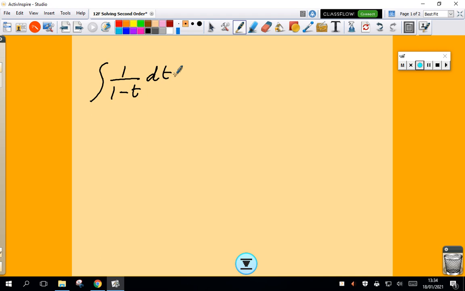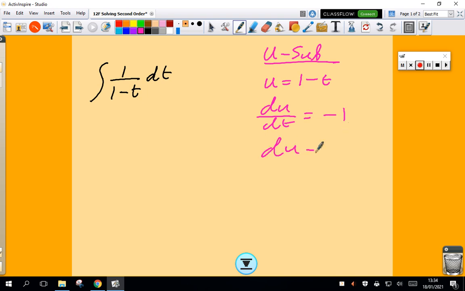One thing I could do is use u substitution. So a quick reminder of u substitution: if I make u equal to 1 minus t, then du dt would equal negative 1. So du would equal negative 1 times dt. So negative 1 du would equal dt. Something worth remembering: negative 1 times du is equal to dt. We went through this in class before the break.